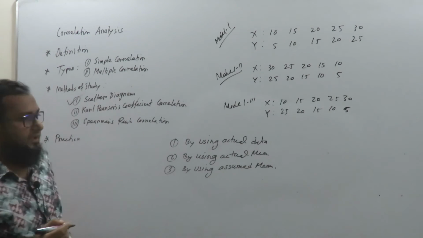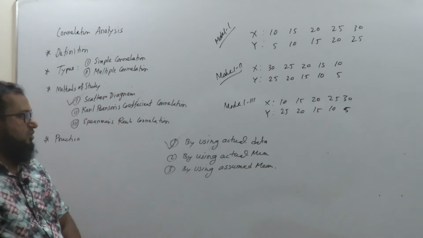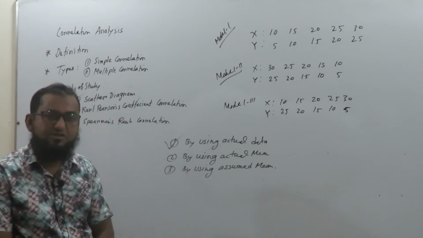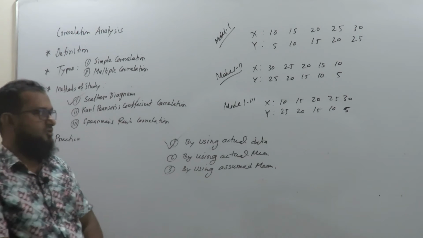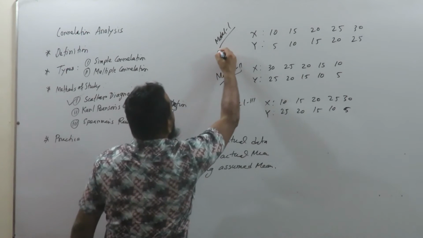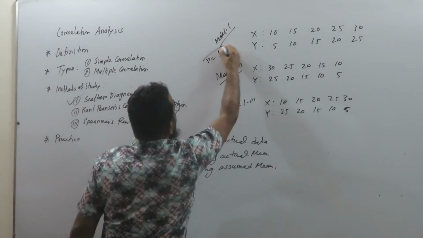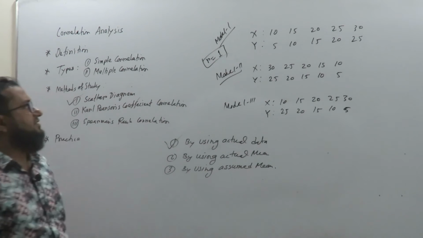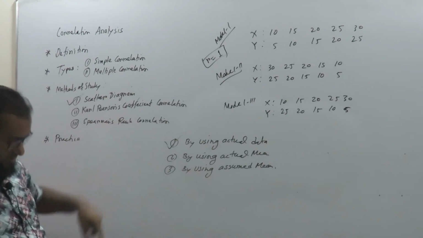In most cases we can use actual data to find the relationship between two variables considering Pearson's coefficient of correlation. Let's see, by scatter diagram we have r equal to 1. Let's prove it in mathematical terms by using Pearson's coefficient of correlation.